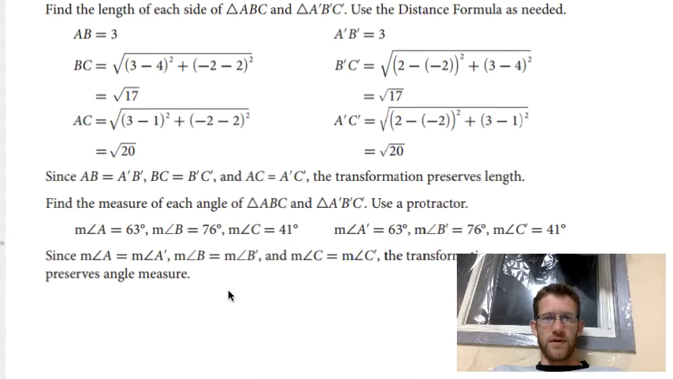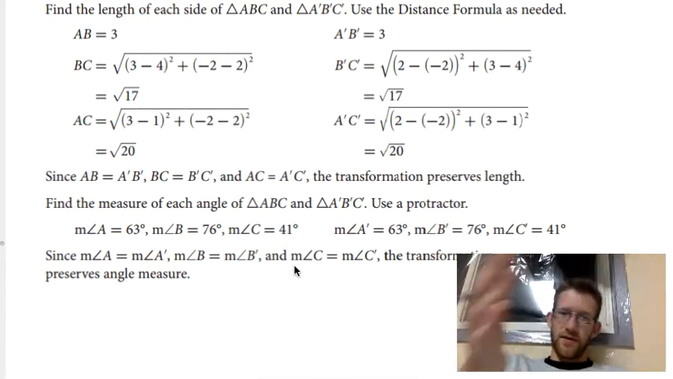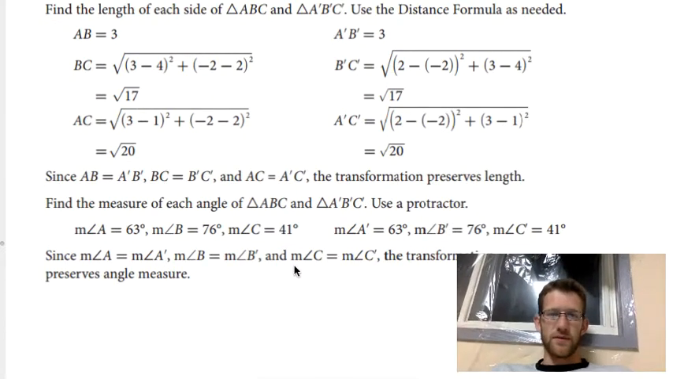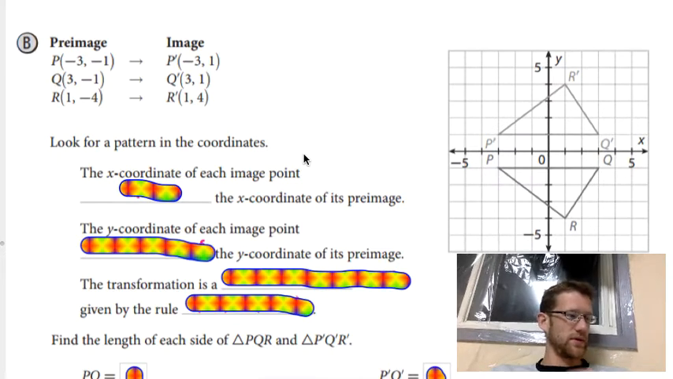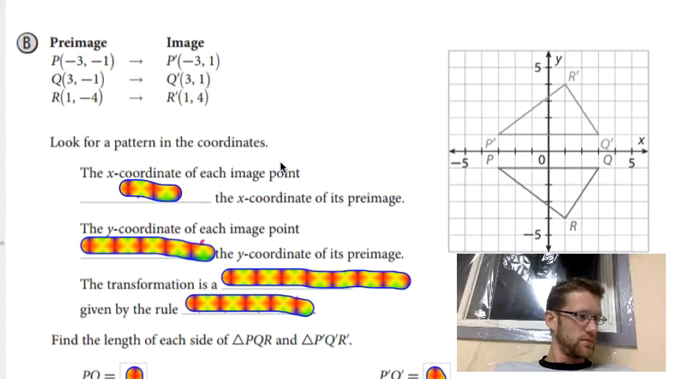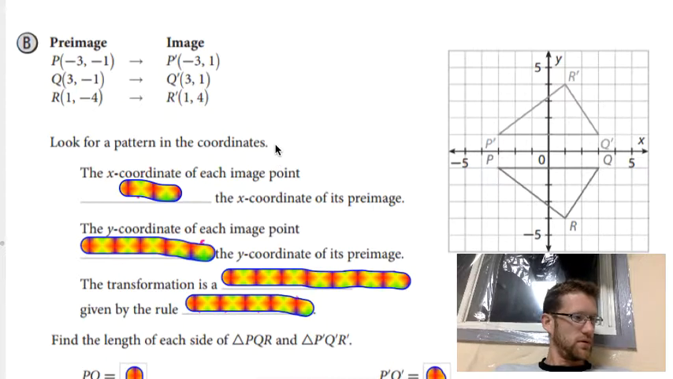And then it tells you to measure the angles. And yes, all the angles are the same, all the side lengths are the same, so therefore they're the same triangle. It is a rigid motion. Okay, we'll look at this one. We'll do another pause.